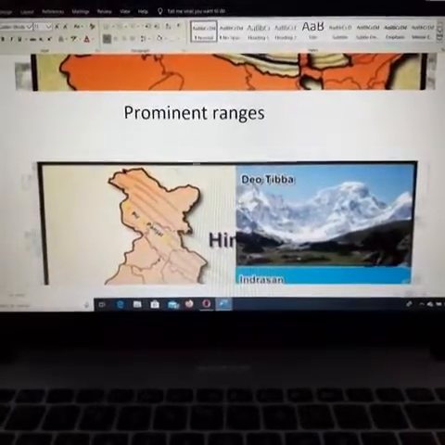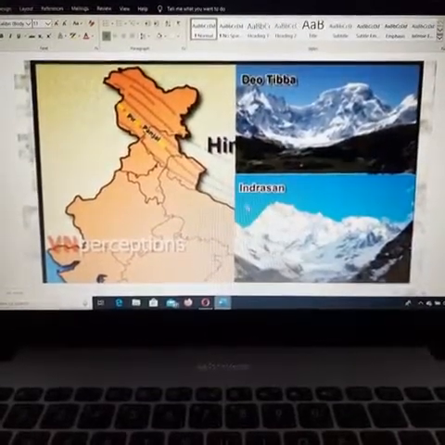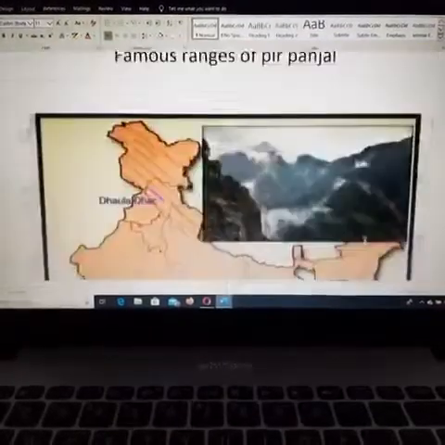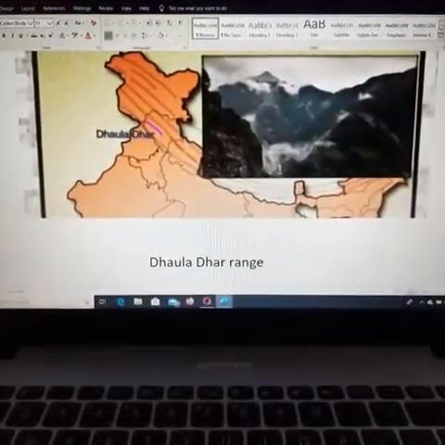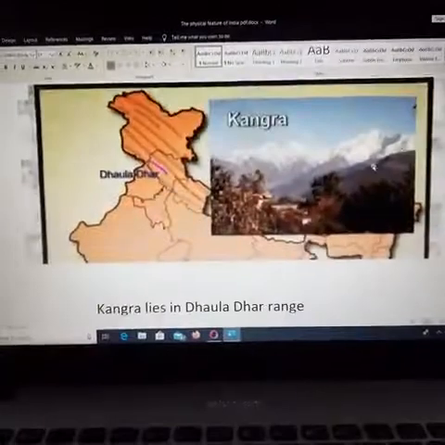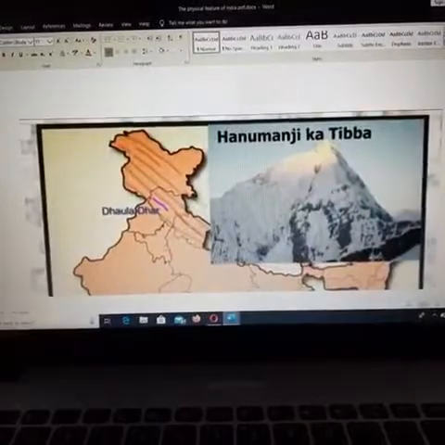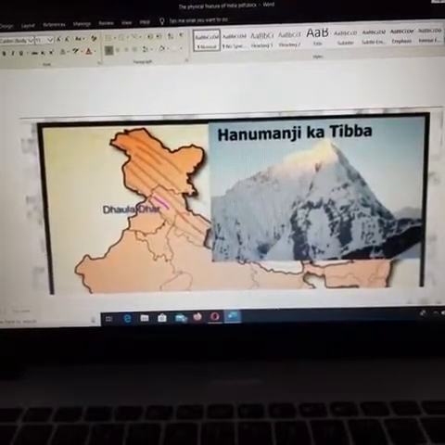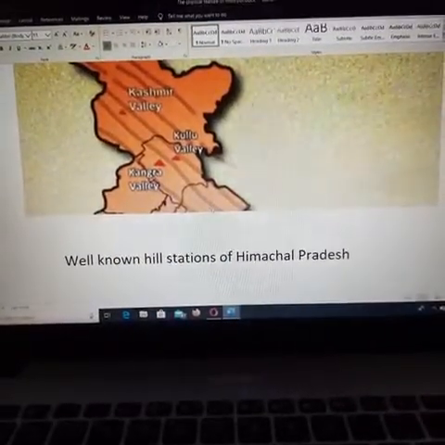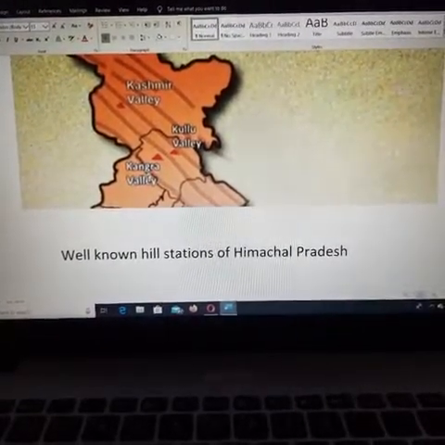These ranges also contain famous hill stations. In the Pir Panjal you can see famous hills or mountains like Diodippa and the Indrasen ranges. Next, the Dhauladhar ranges. Among these, the Kangra range is very famous, as well as Hanumanji Ka Dibba. The three famous valleys and tourist spots are the Kashmir Valley, the Kulu Valley and the Kangra Valley.